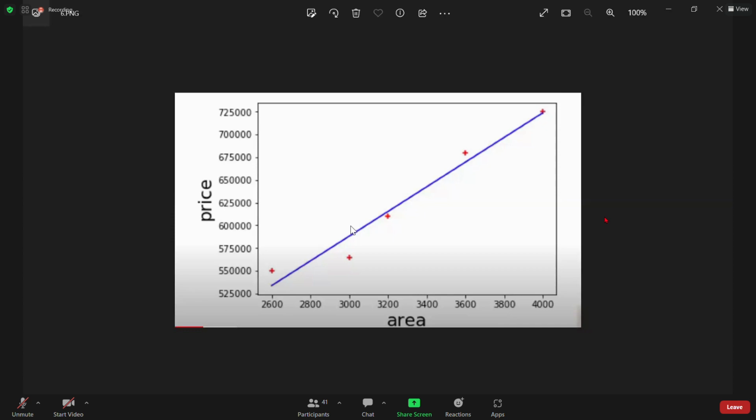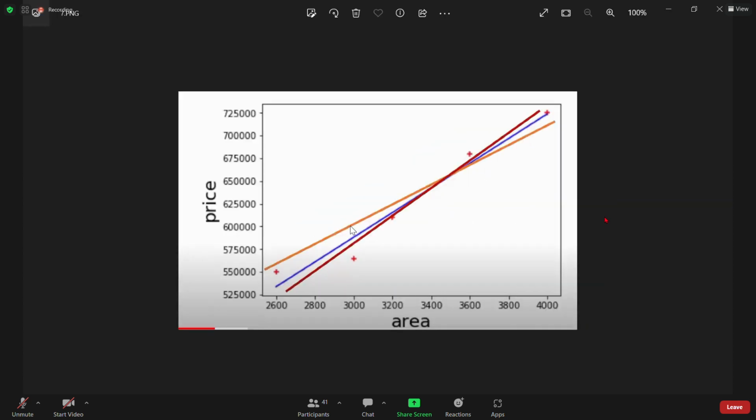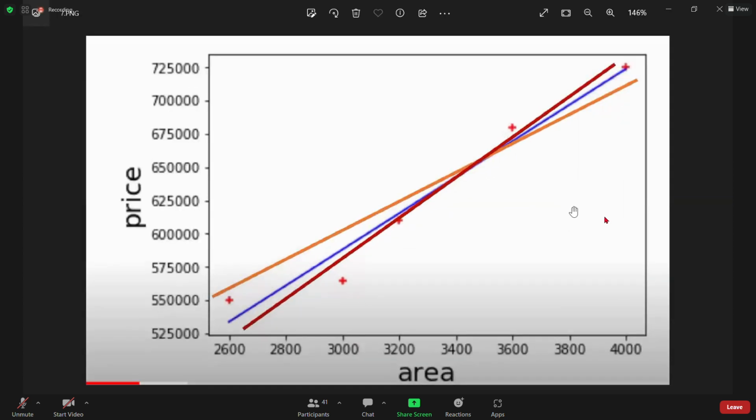So here, the question is, we have multiple lines. But my question is, how do we find the best fit line? What is the answer for that?